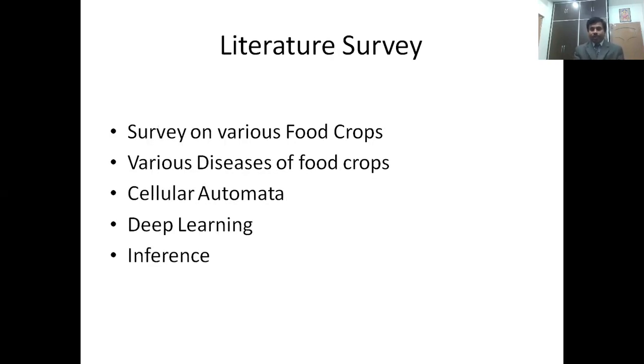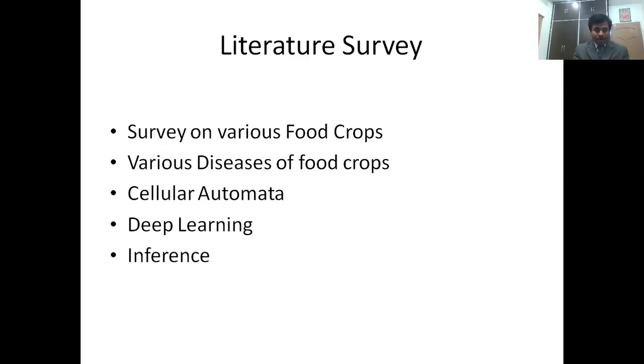So we have studied what types of crops India is growing, like rice, wheat, maize, and barley. All these products, sugarcane, most of these crops are grown in India. And we have also surveyed what types of diseases pertain to each crop, and how to identify those diseases beforehand and inform the farmers.